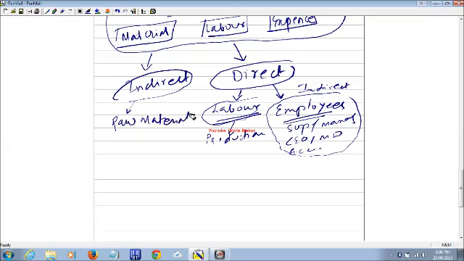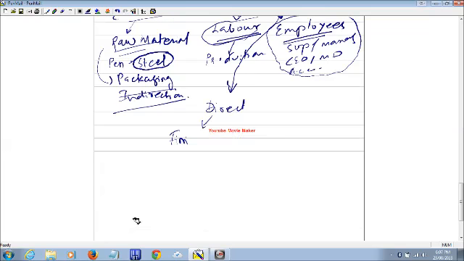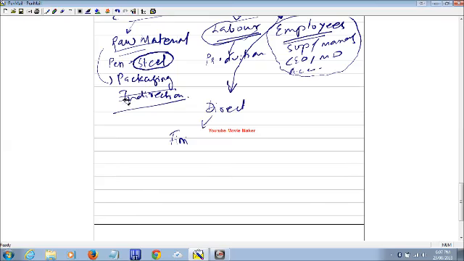Now materials. What are direct materials and indirect materials? Direct material is the material required as a raw material for production. For example, if you are producing a pen, you will require steel. Steel is a direct raw material. The packaging material is an indirect material, required for the packaging of the pen. So we have different expenses here.